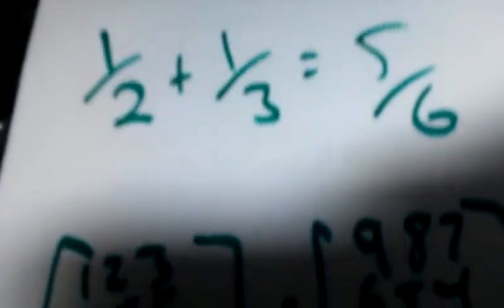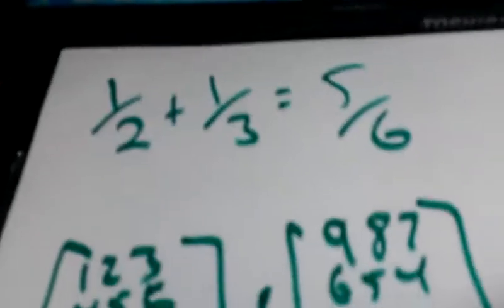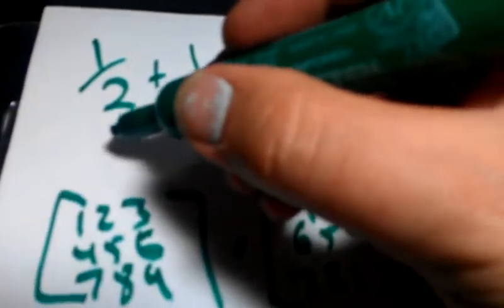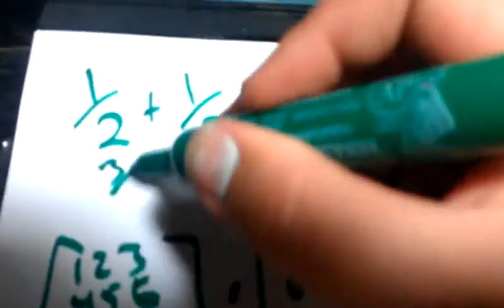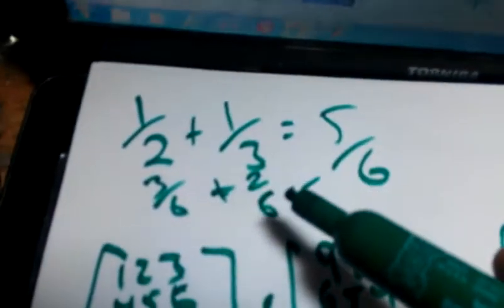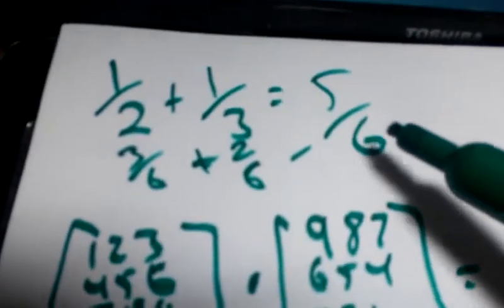So here we have our first math problem. It's pretty simple. 1/2 plus 1/3 equals 5/6. That's no big deal, right? Because one half is the same thing as 3/6, and 1/3 is 2/6, so then, boom, 3/6 plus 2/6 is 5/6.